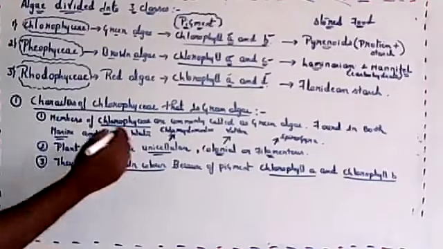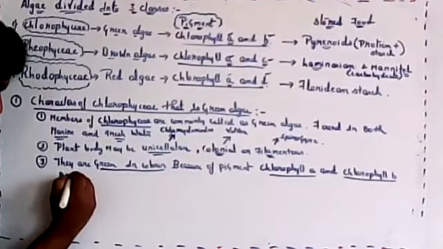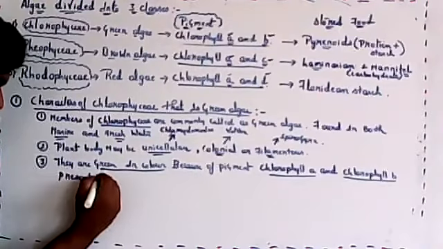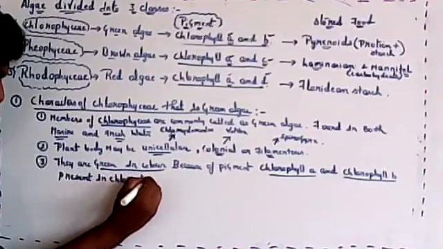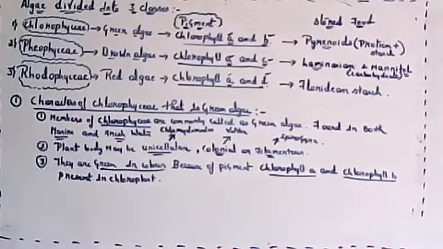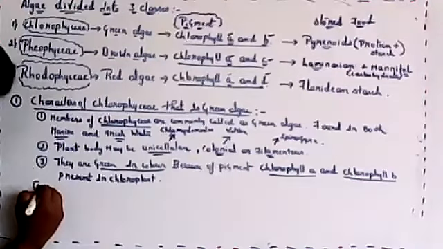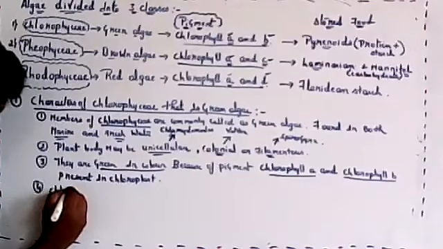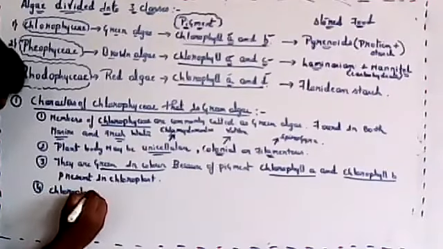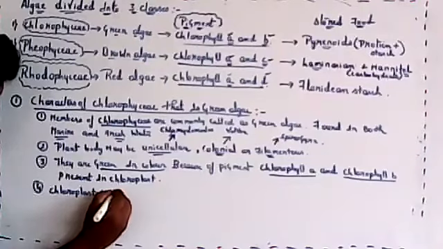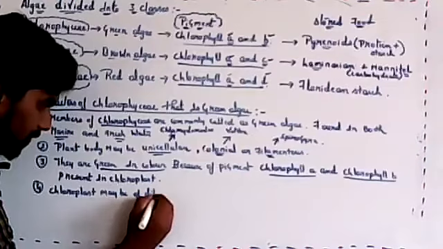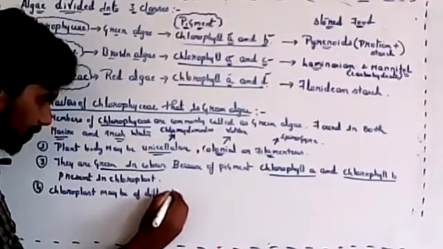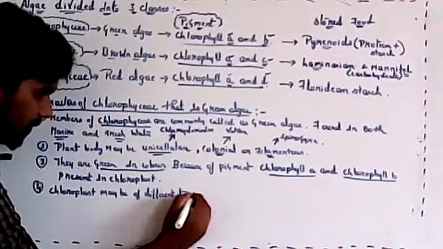Chlorophyll A and chlorophyll B is present in the chloroplast. Then the chloroplast may be of different types.